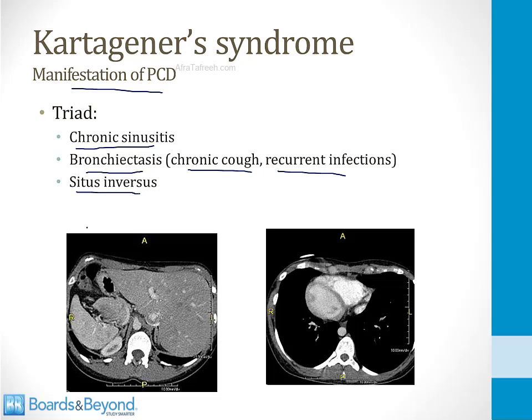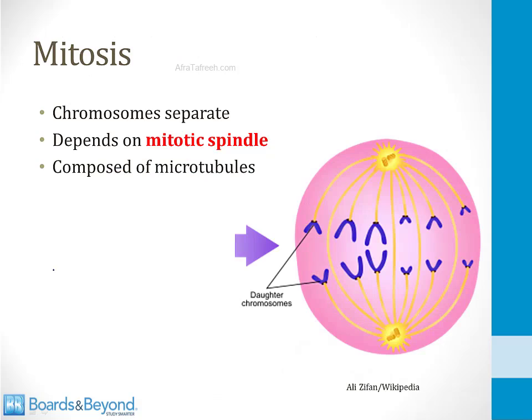If you look at this CAT scan on the left side of the screen, the liver is on the left side of the body where it should not be. And if you look over here at this CAT scan of the chest, the heart is on the right side of the body where it should not be. This is evidence of situs inversus, and this is part of Kartagener syndrome, which can be seen in primary ciliary dyskinesia. Let me also mention that microtubules are very important for mitosis.